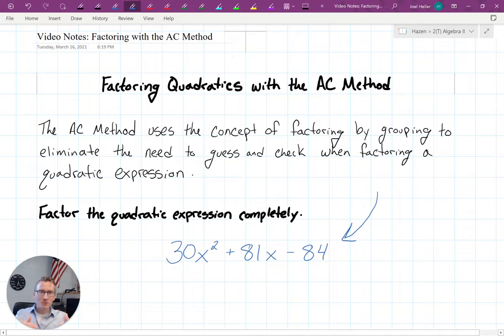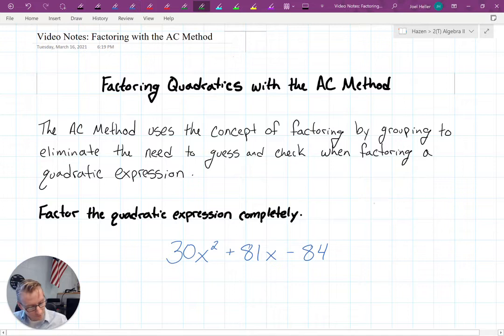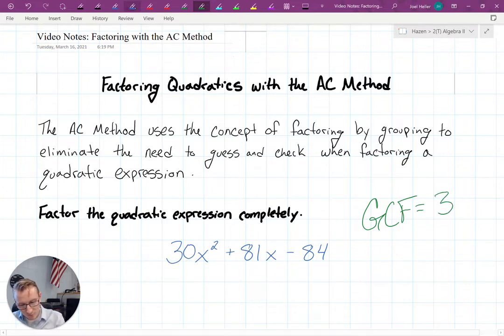The first step in the AC method is the same as any other factoring method. You're always going to be looking for the greatest common factor first. If there is a greatest common factor, pulling that out is going to make the numbers that we're dealing with smaller and more manageable. So we're going to look for the greatest common factor. Looks like the greatest common factor in this case is 3. Each one of those terms can be divided by 3.